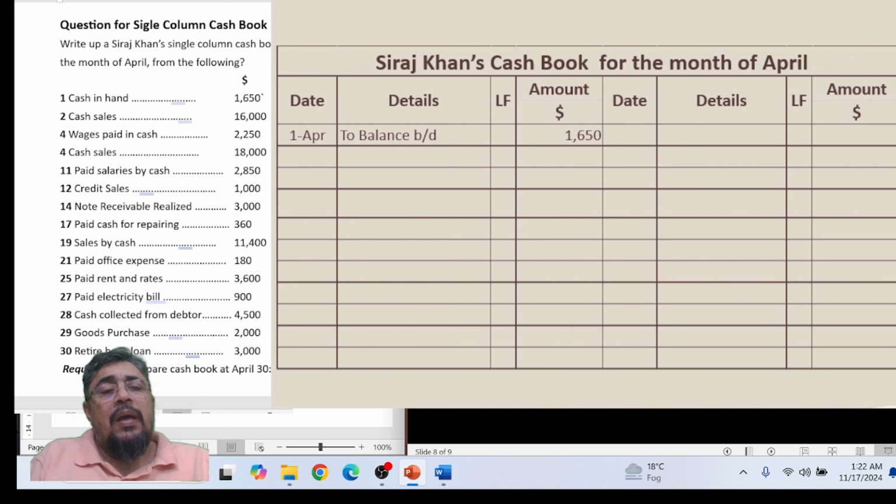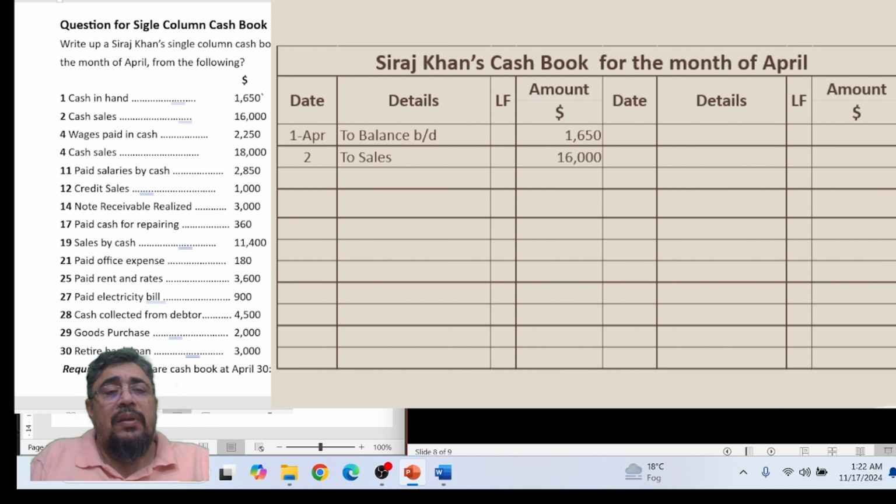2nd April, the transaction is cash sales 16,000. Cash sales means we are receiving cash, and always remember, received cash we record on the debit side, and cash paid we record on the credit side. So here we receive the cash, so it will be recorded on the debit side. Here we will record on 2nd April, to sales 16,000.